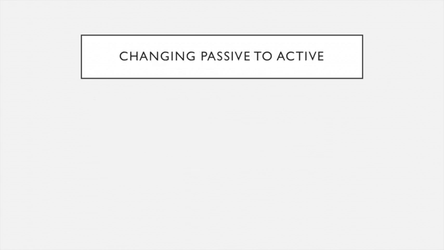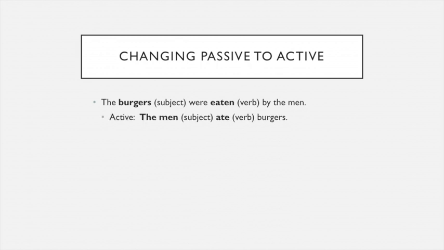Now, one of the things we can do is change that passive voice to active voice. So let's take this first example: the burgers were eaten by the man. We can change this to the active voice by putting the subject, which is the man, first and having him eat the burgers. So, the man ate the burgers. This is active because the man here is performing the action of eating burgers.